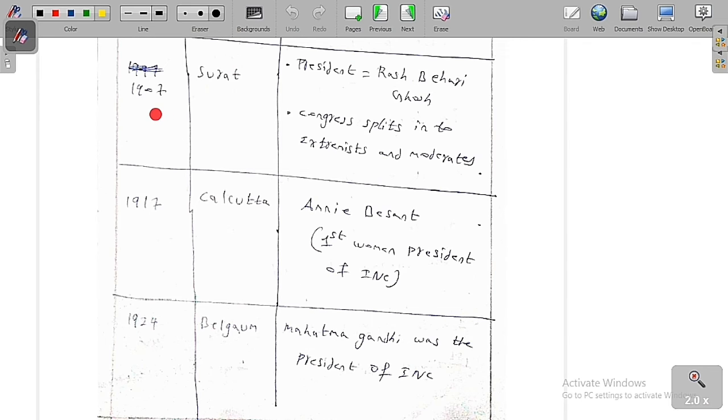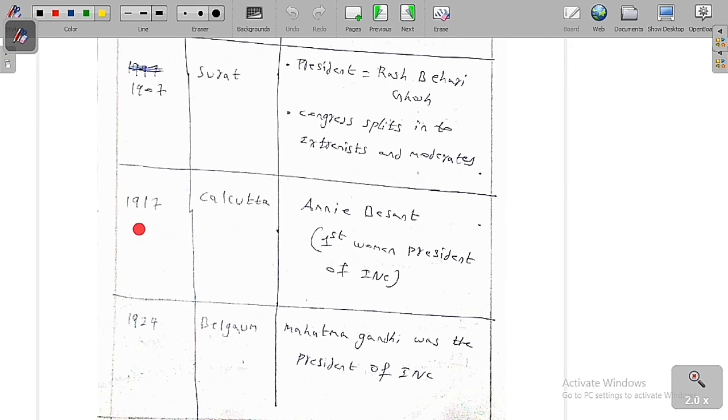In the year 1907, the INC meeting was held in Surat. At that time, the president was Rash Behari Ghosh. During this meeting, the Congress was split into 2 parts, called the extremists and the moderates.